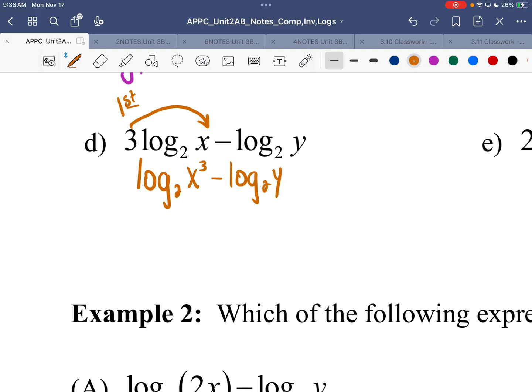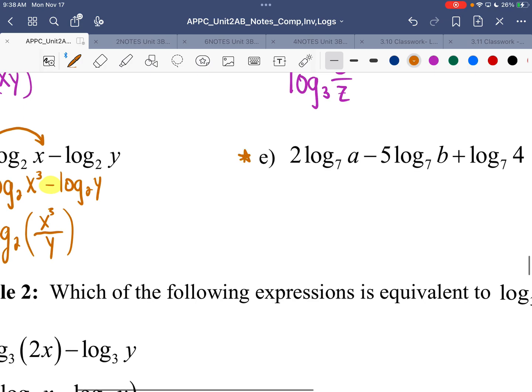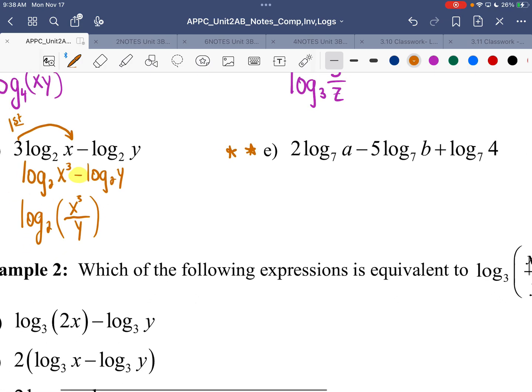And now what are you going to do between x cubed and y, Patrick? What do we do if there's a minus sign between logs, Patrick? Okay, so I'm going to divide x cubed and y. Yep. All right, D is more like it. This is combining. Your powers combined.